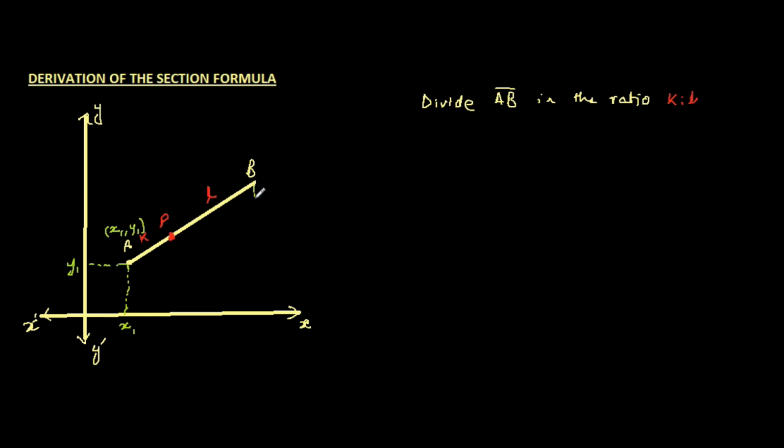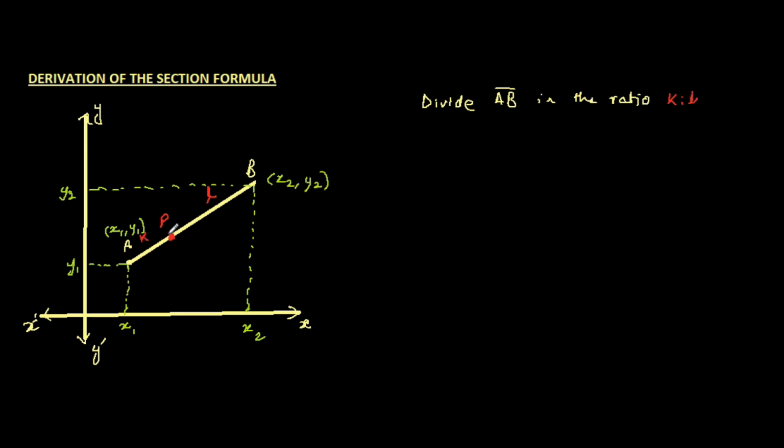If we look at B, we drop a perpendicular to the x-axis and we find that it meets the x-axis at the point x2. We drop a perpendicular to the y-axis and we find that it meets the y-axis at the point y2. So the coordinates of B would be the abscissa first and then the ordinate. So it would be x2 comma y2.